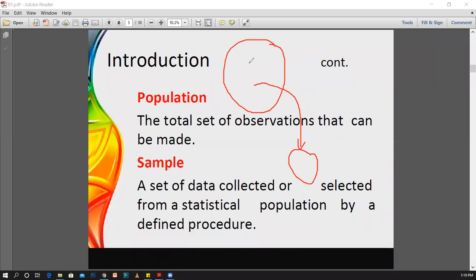If you have the population and you are trying to obtain a sample, when you are obtaining the sample, you cannot select or collect the data as you wish. There should be a proper way of collecting or selecting a sample from the population data. That is what is defined as the defined procedure. Therefore, you can obtain a sample from the population.